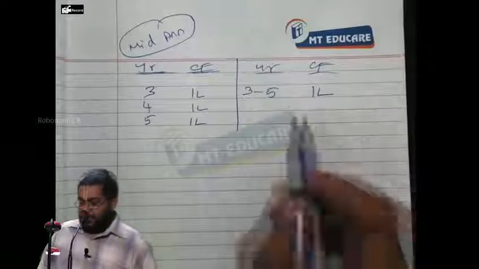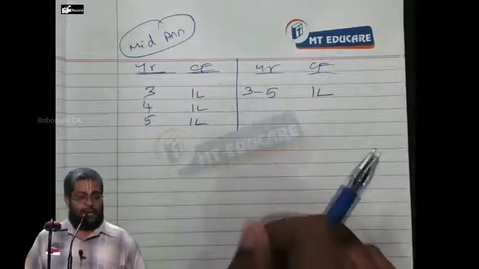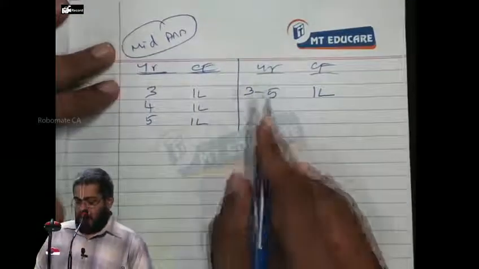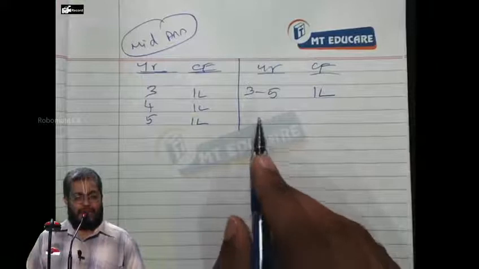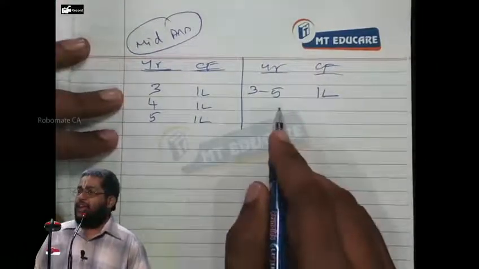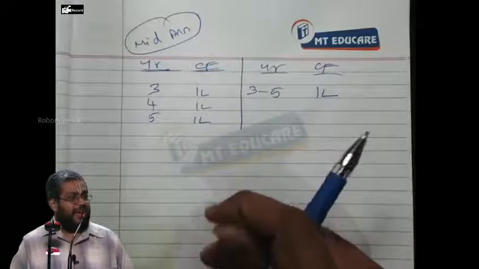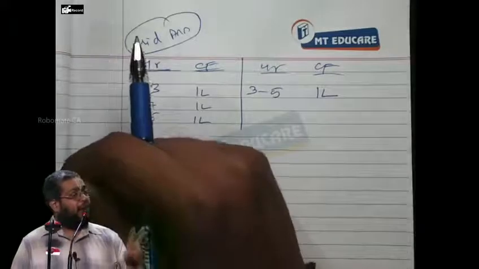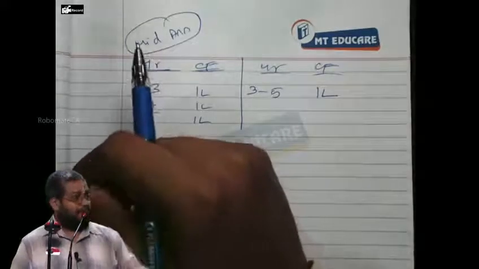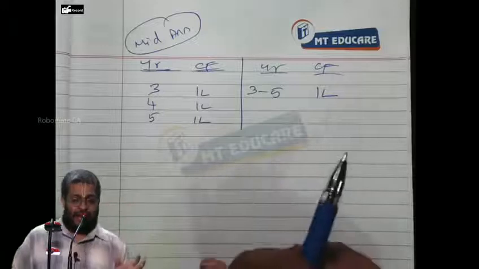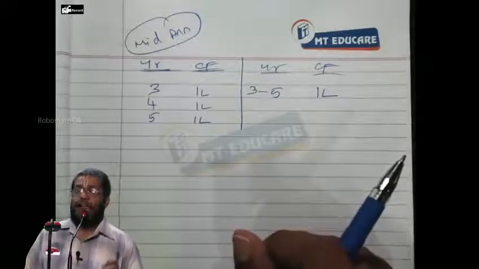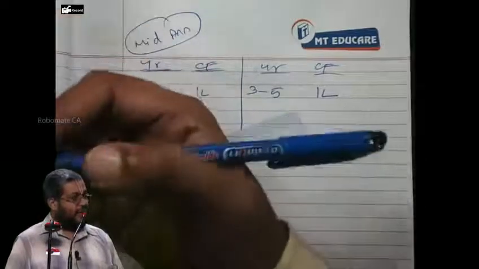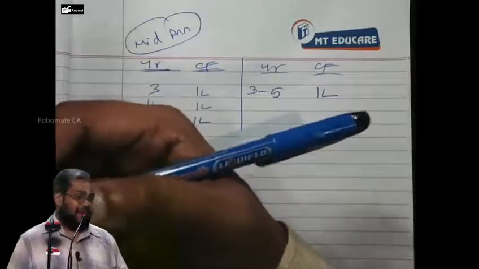So the 3 to 5 annuity factor is the total of the 3rd year, 4th year, and 5th year present value factors. Am I right or not? How to find the total of the 3rd, 4th, 5th year present value factors? Very simple. Find the annuity factor for 5 years, which gives you the total of 5 years present value factors. Find the annuity factor for 2 years, which gives you the total of 2 years present value factors. The 5 years annuity factor minus the 2 years annuity factor gives you the annuity factor for the 3rd to 5th year. Is the clarity there? That is how I calculate the mid annuity. Can I proceed or not?